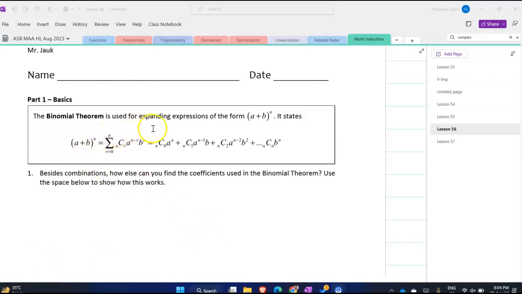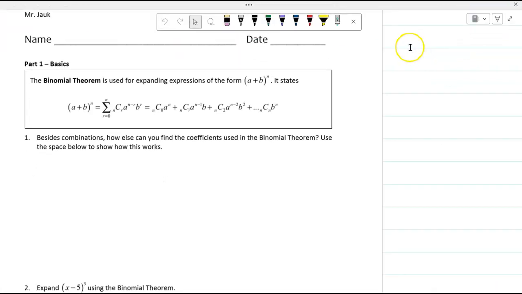Okay, the binomial theorem is used for expanding terms in the form (a + b) raised to n. So you have nC0 a raised to n, nC1 a raised to n minus 1 b. If you look at the values of C in your binomial expansion, this is your nC0, nC1, nC2, nCn.